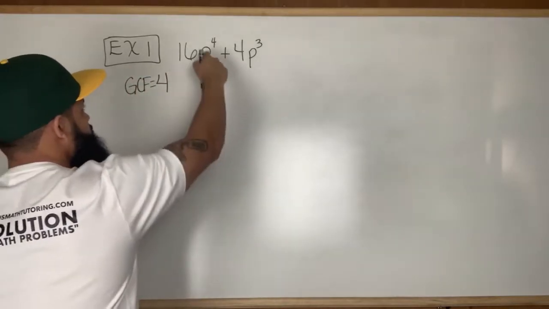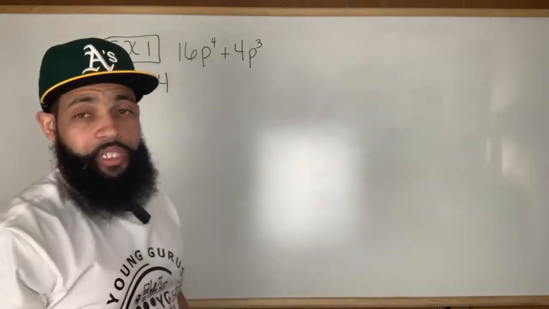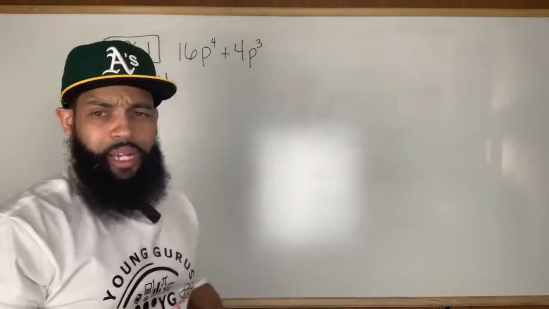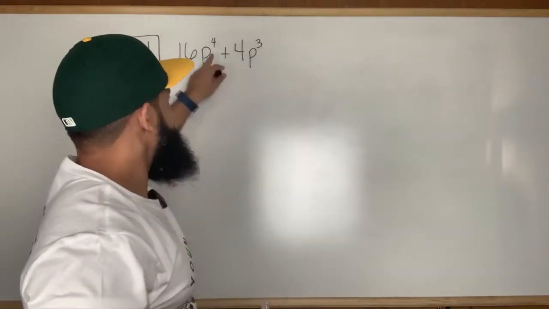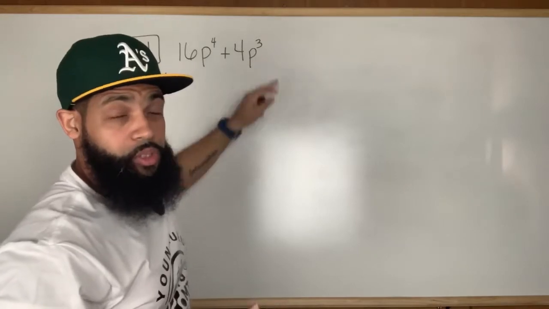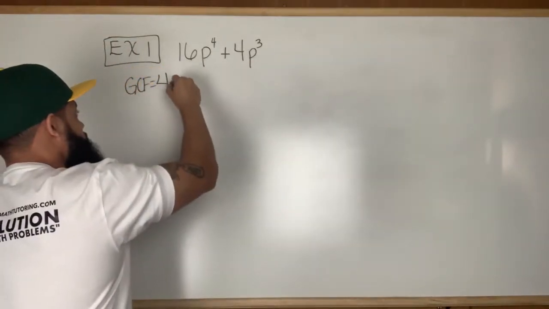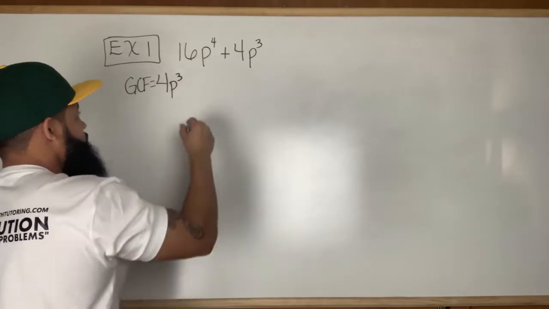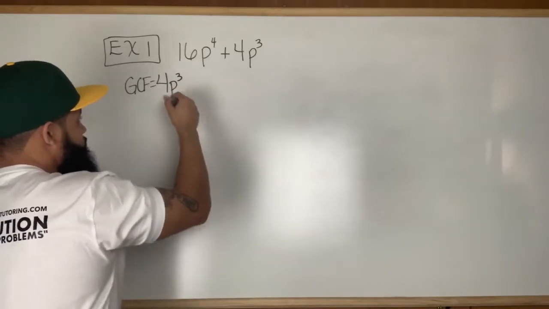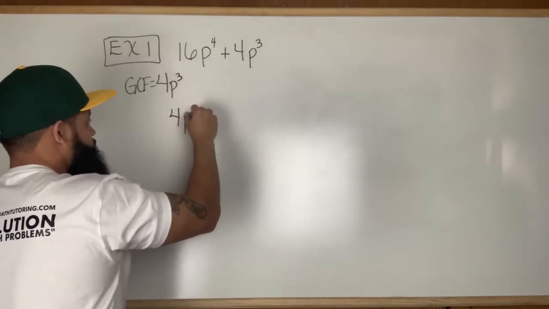equals 4, and then p to the fourth power and p to the third power, you always want to take the smaller exponent. And the way I like to explain this is that this p has 4 p's, but this one only has 3 p's. So I can only take out 3 of them in common. Okay, so they only have 3 p's in common. So if I have the greatest common factor of 4p to the third power, I'm going to write that on the outside of the parentheses.